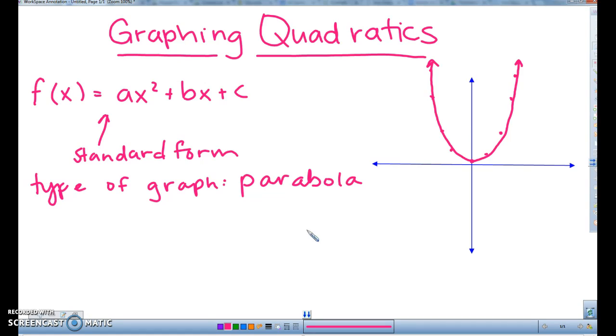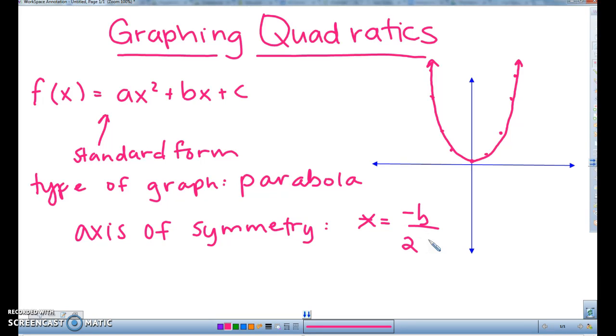Okay. A few things we like to find on a parabola. One would be the axis of symmetry, and we have a nice little equation for that. It's x equals, because it's a vertical line, negative b over 2a. So whatever we have in our formula for b and a, we will stick that in here to find the axis of symmetry. And then the y-intercept is always going to be that c, that point. Okay?